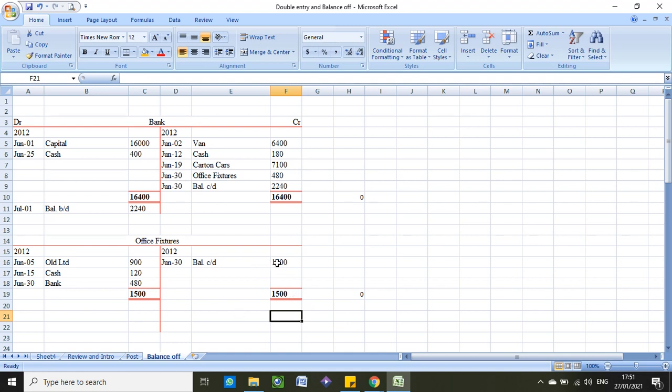Now that we have a balance carried down here, we need to transfer that to the opposite side, 1,500. This will become our balance brought down for the following month. So that will be July 1st, balance brought down.